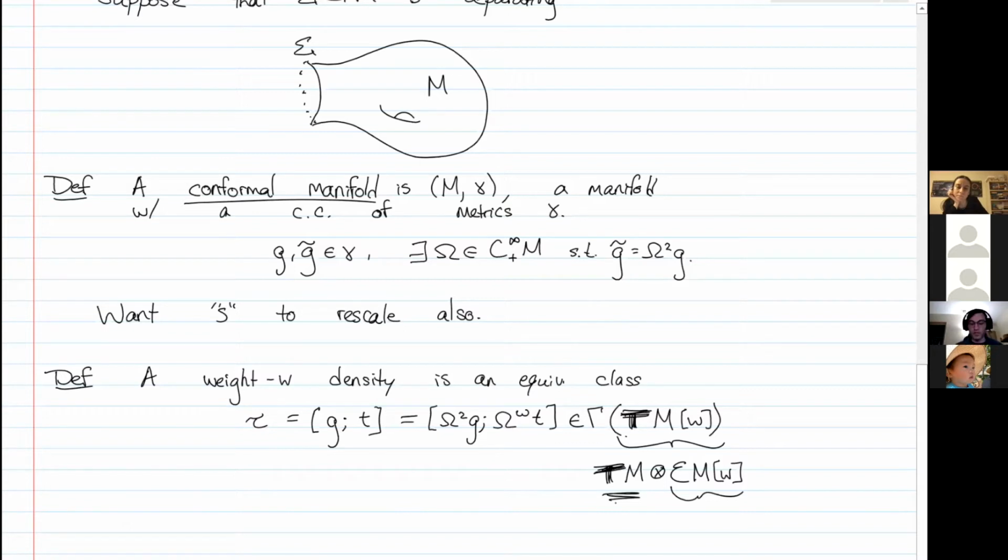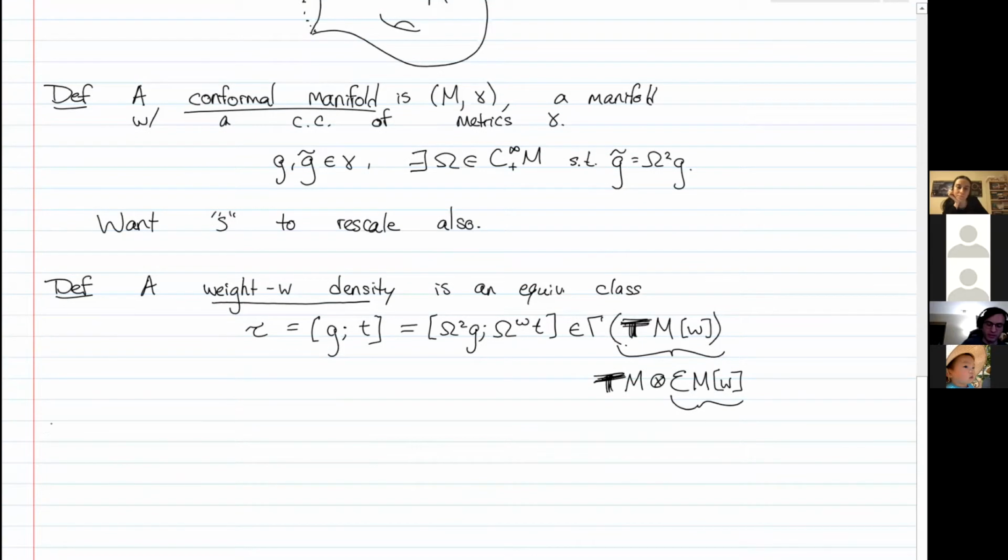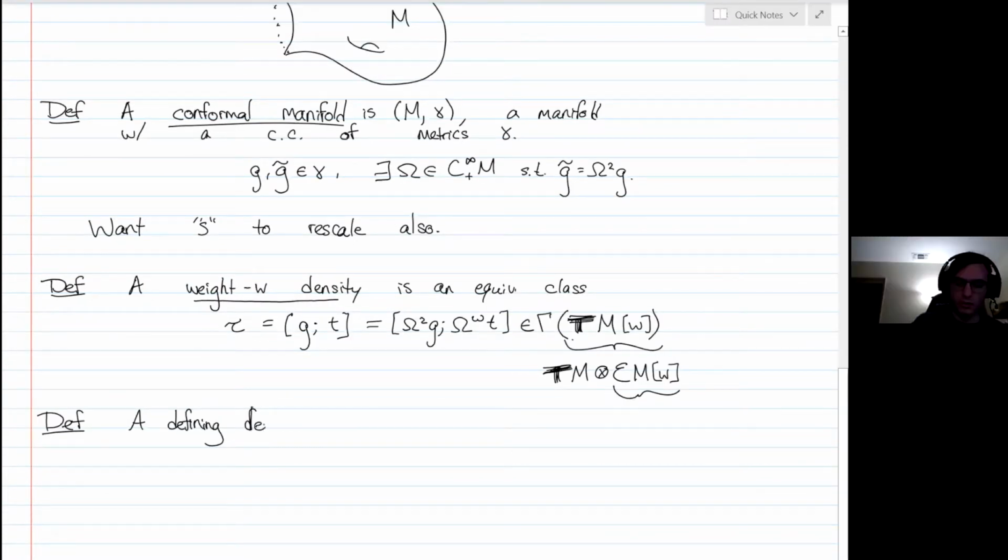So that's what a density is. And then we just need to talk about what a defining density is so that we can actually complete our picture. So a defining density is exactly as it sounds. It's just like a defining function. Defining density, sigma, and this is just a scalar, but it's a weight 1 scalar. So it lives in this section space.